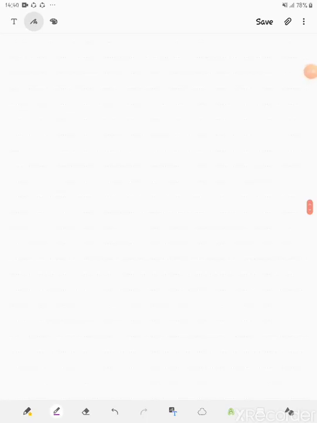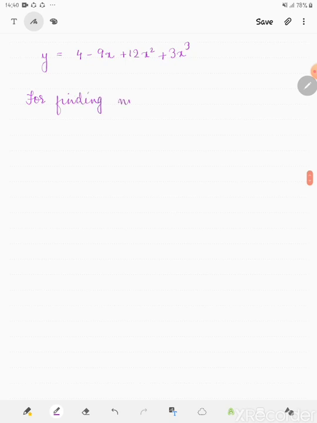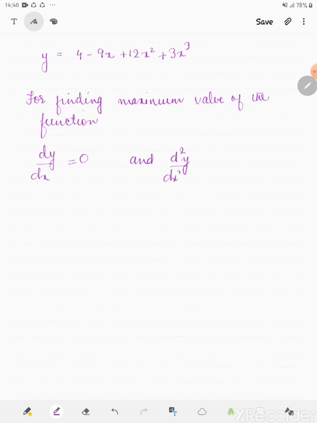Say suppose we have to find, from a function, the maximum value of the function. The function is given as y is equal to 4 minus 9x plus 12x square plus 3x cube. So we have to find the maximum value of x or maximum value of the function. Okay. So what do we do for finding the maximum value of the function? dy by dx should be equal to 0 and d square y by dx square should be less than 0. These are the two conditions that we have to fulfill.